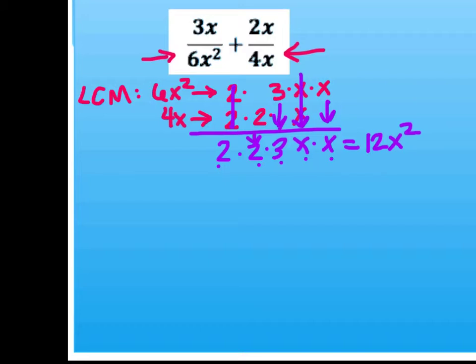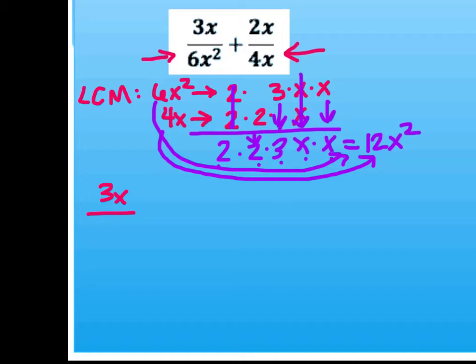Now if we think about that, 6x squared and 12x squared, are those related? Yep, you just have to multiply by 2 to get the 12x squared from the 6x squared. And then same with the 4x. We just need to multiply by 3x to be able to get the 12x squared. So now we are going to rewrite our equation. We have 3x over 6x squared, and I'm going to leave a little space here, and plus 2x over 4x. I'm going to leave a little space again before I write my equal sign.